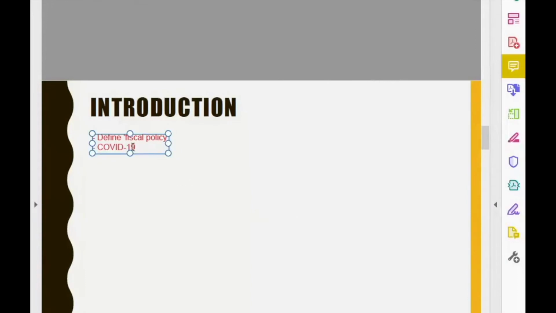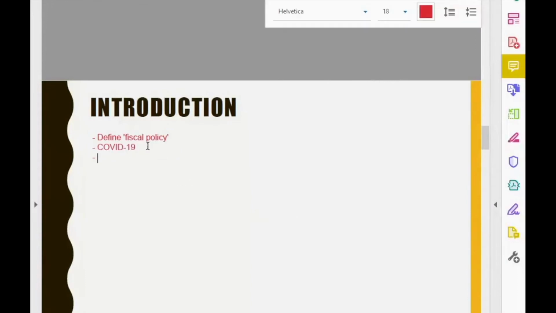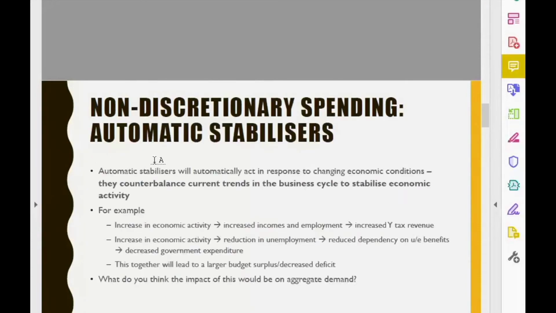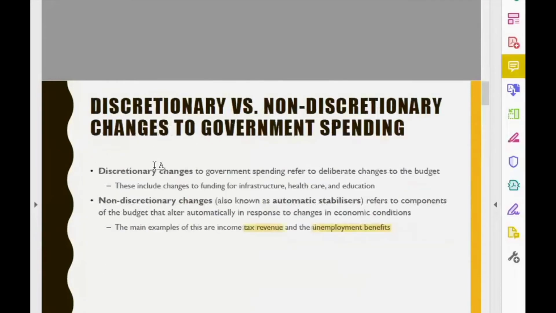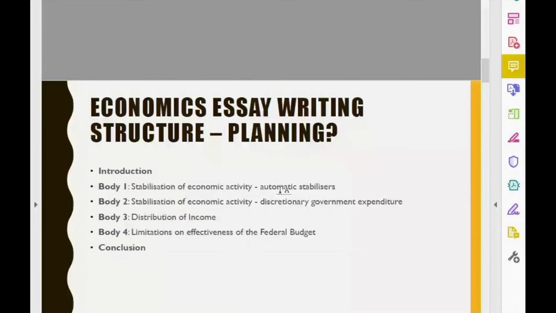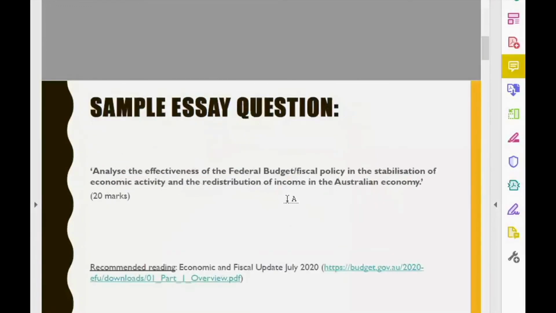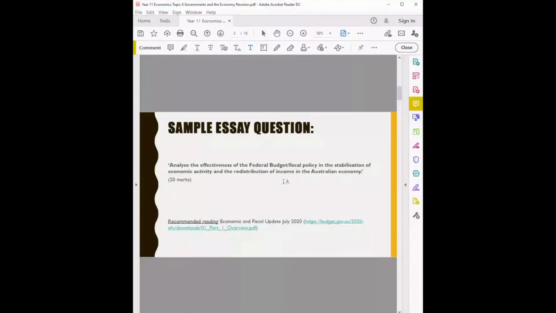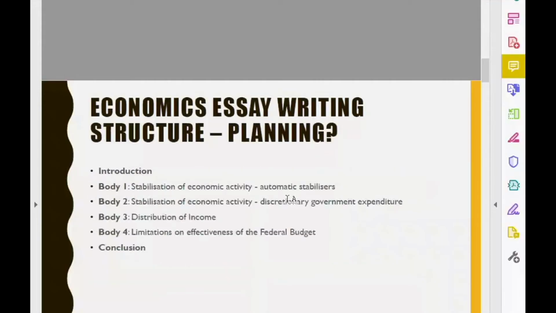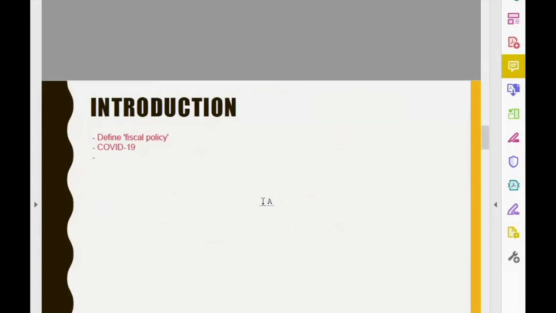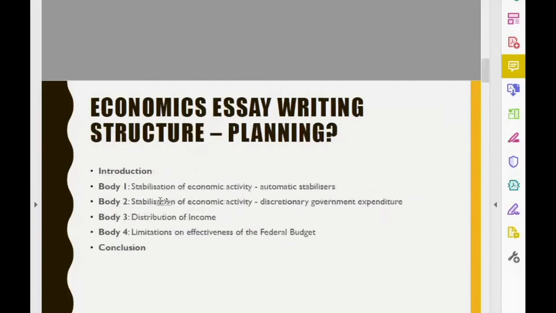I would also, in this introduction, establish what I'm going to talk about in my body paragraphs. As we have in our plan here, we're going to talk about automatic stabilizers and discretionary spending. So I would infer that. I would say that the government achieves its objectives of stabilizing economic activity and redistributing income through its automatic stabilizers and changes in discretionary expenditure. And then I would say, as evident in COVID-19, the government has increased its discretionary spending into measures like JobSeeker and JobKeeper.